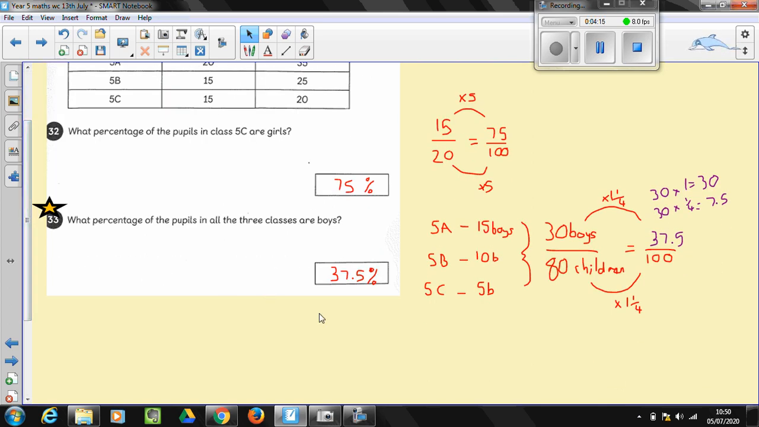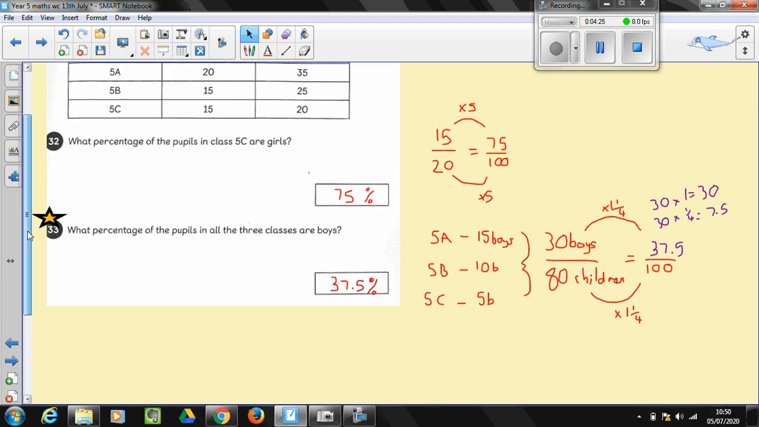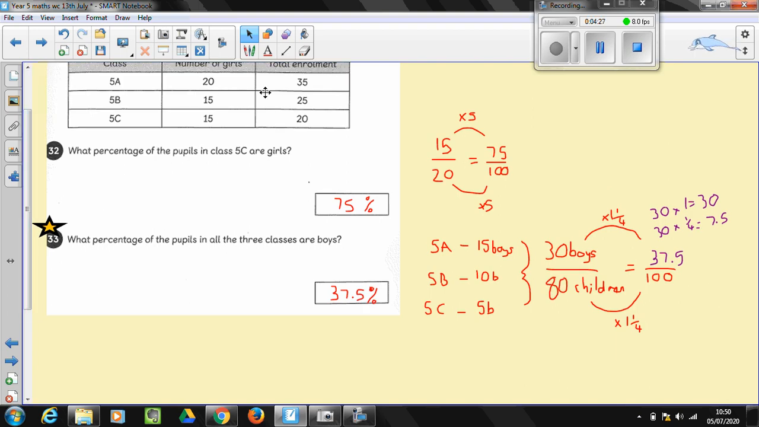For the next question, I still don't know whether I have the right method. I had a look at how many were girls, and that left me how many were boys. So in class 5A, 20 out of 35 were girls, that must mean there are 15 boys. In class B, 15 out of 25 were girls, that must mean there were 10 boys. And in class C, 15 out of 20 were girls, that must mean there were 5 boys. I knew therefore altogether that there were 20 boys out of 80 children.